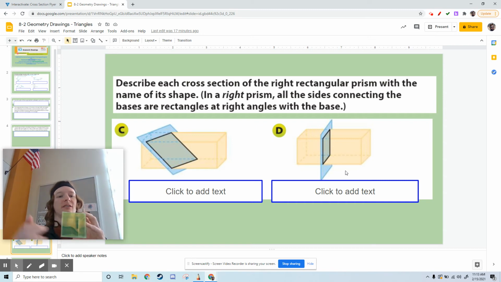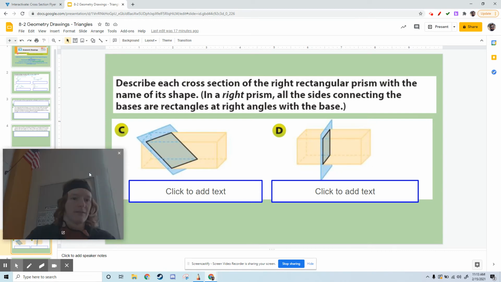So we're going to call D a rectangle, because all squares are rectangles. Rectangle just means 90 degrees, 90 degrees, 90 degrees, 90 degrees. That's it. We're not going to call it a square because I don't know what these measures are. Next one.